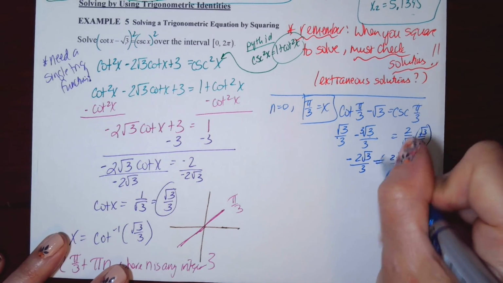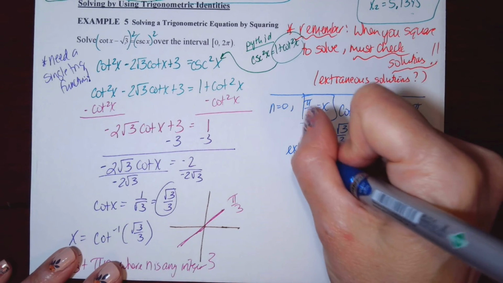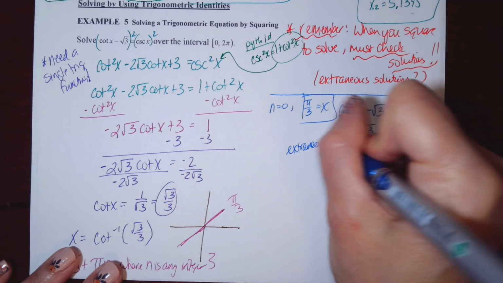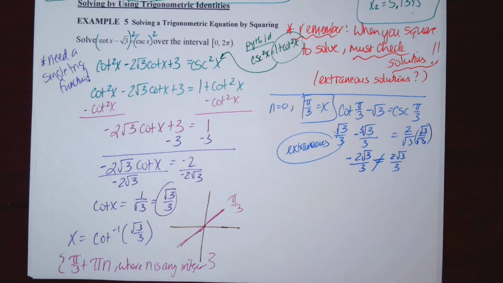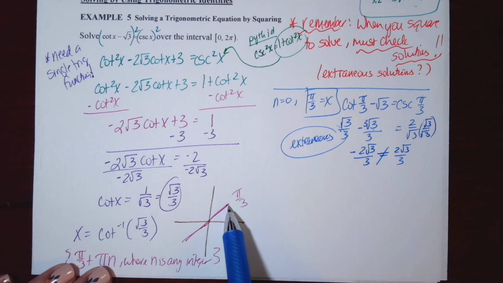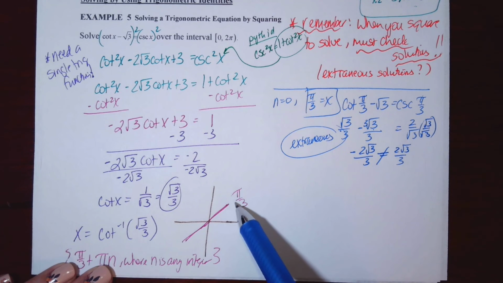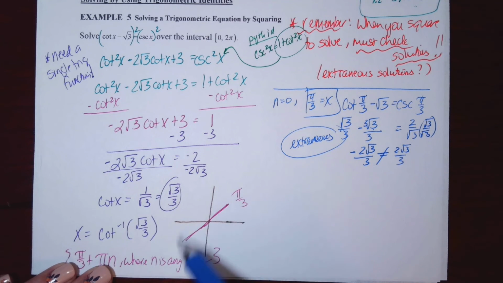That's not the same thing, so that's extraneous. That solution doesn't work. And I will give you a hint: once I've got an extraneous solution here, it's going to happen every single time. Every time I land here, that location doesn't work. So this angle, and every time it circles back around to land there, is not going to work.